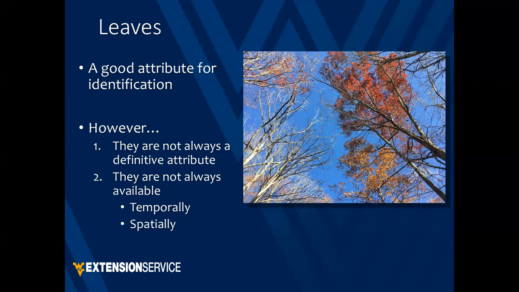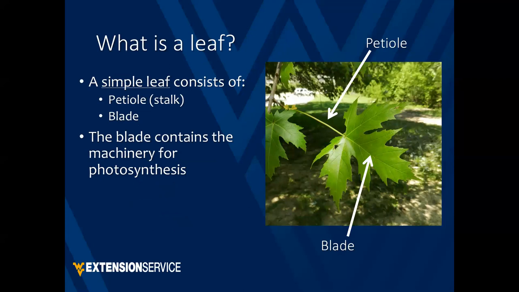When we look to see exactly what a leaf is, it's basically a structure that consists of a blade and a little stalk called a petiole. So this is a simple leaf, a blade and a stalk. The blade contains all the machinery necessary for photosynthesis, the process that takes sunlight and carbon and makes little sugars and other molecules and stores that energy for the tree to use. So this is a simple leaf: blade and a stalk called a petiole.